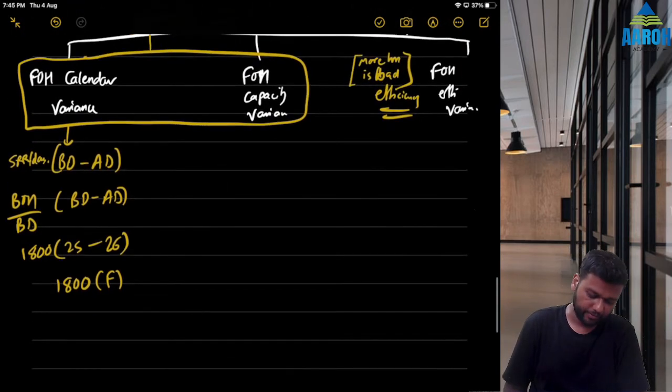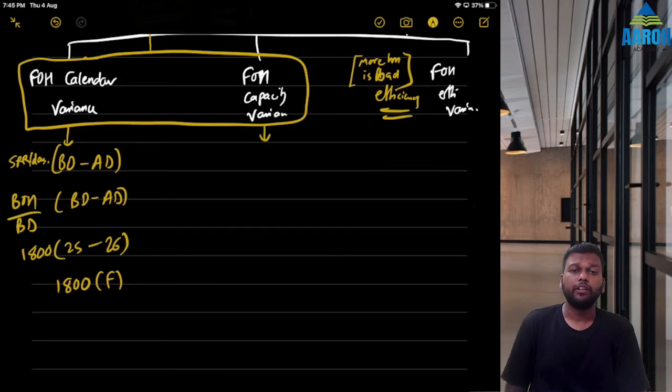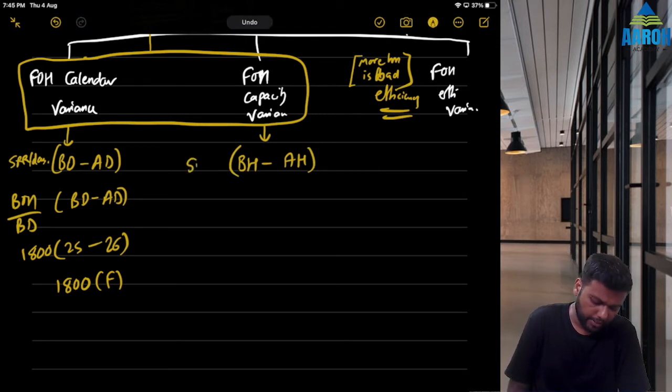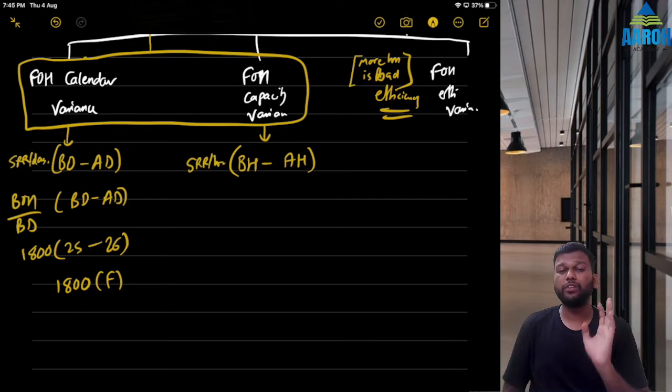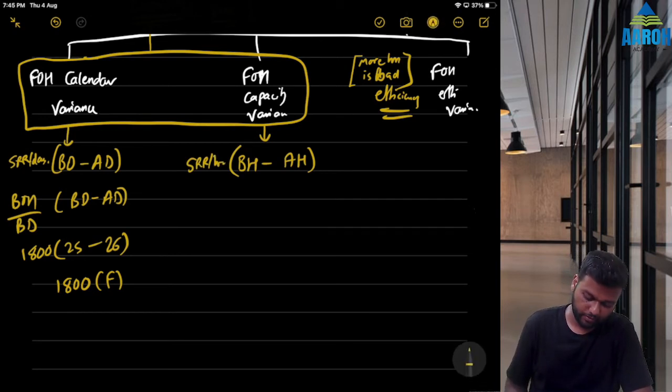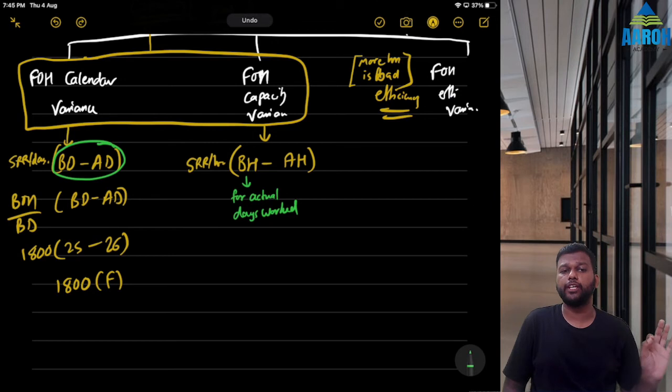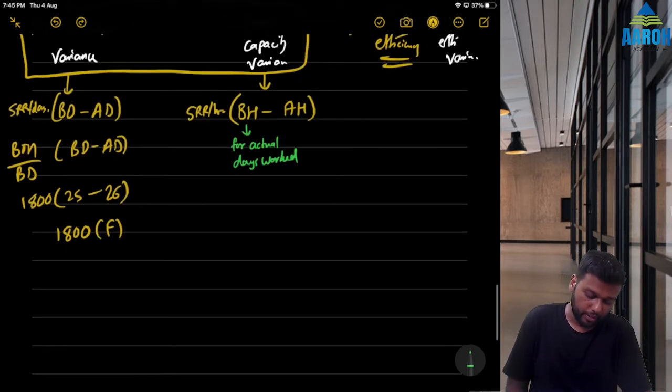Now capacity variance. Capacity variance is, now again we have to check how much capacity did we have and how much capacity did we use. It is similar to this, just instead of days we'll take hours and SRR per hour. The only thing that we have to do is concentrate very carefully. We have to take this budgeted hours for actual days worked. Why? Because we have already separated difference between days in this calendar variance. So now we have to take only actual days worked. So concentrate very carefully now. SRR per hour is 1.5.